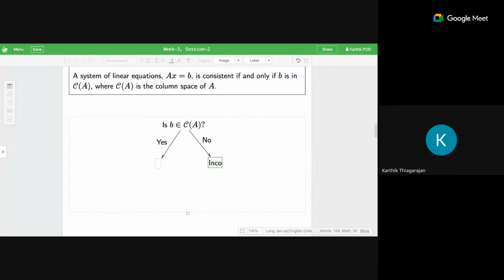So this is the conclusion. We'll come back and see that even if it is inconsistent, we can find an approximate solution. That's what we'll come to. That's the whole least squares linear regression link that we'll explore.